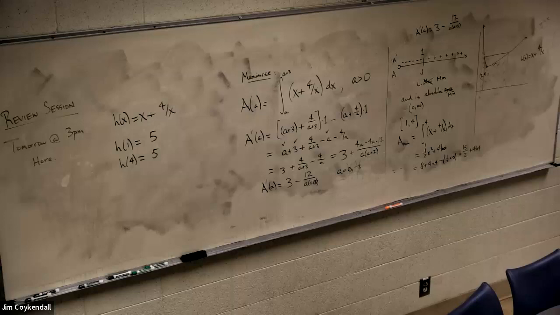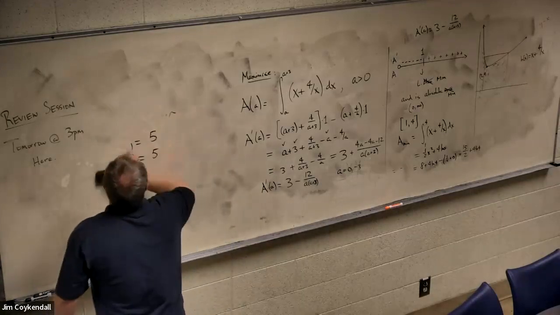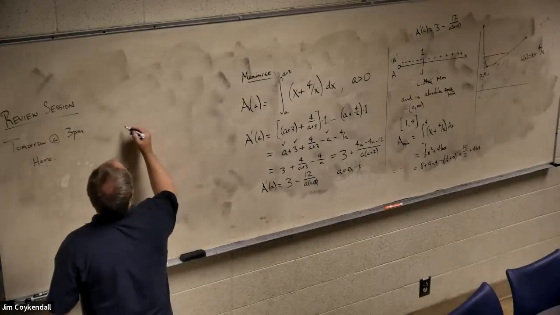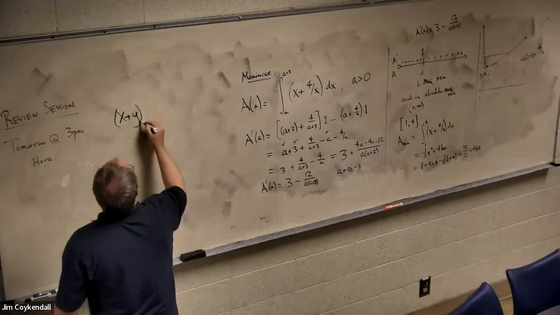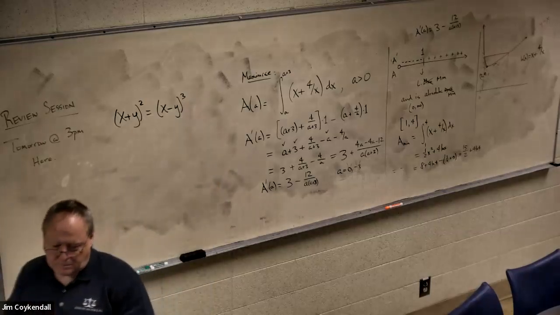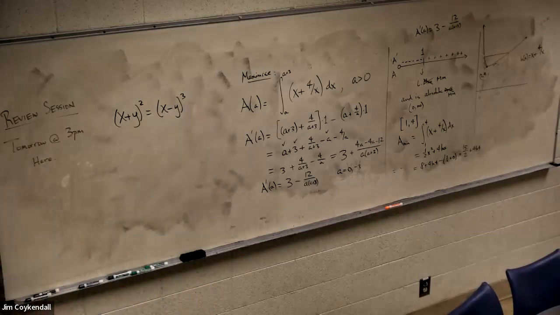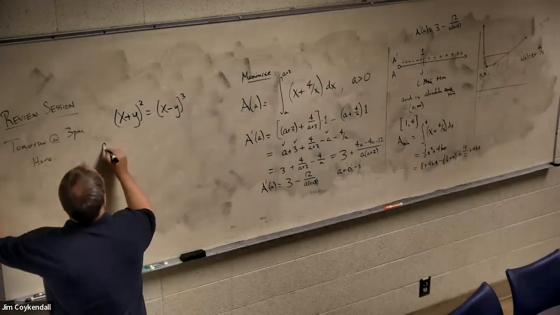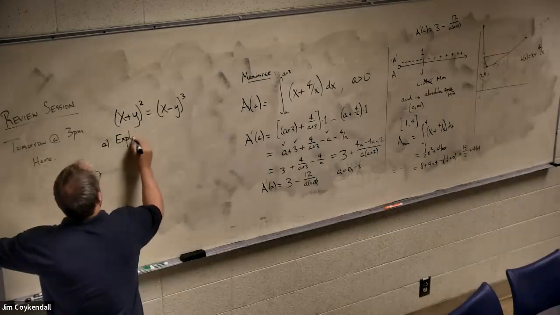Same one, number 6 says: Consider the curve defined by the equation (x plus y) squared equals (x minus y) cubed. Okay, so this is one of these implicit things. Number A. This was a short answer.